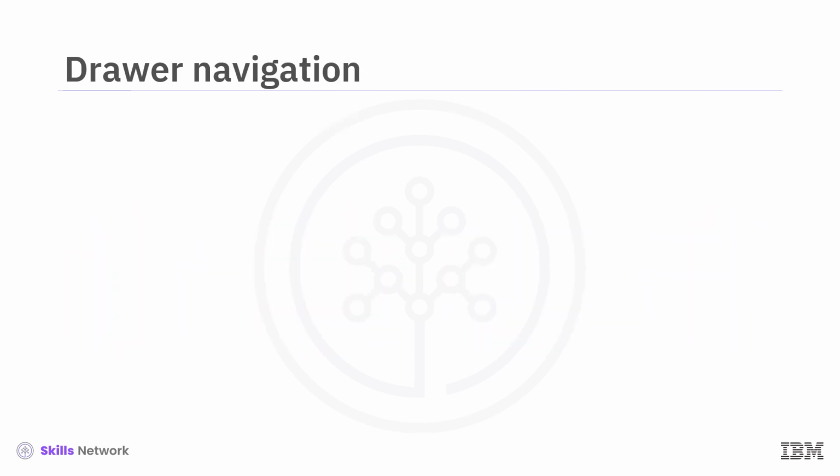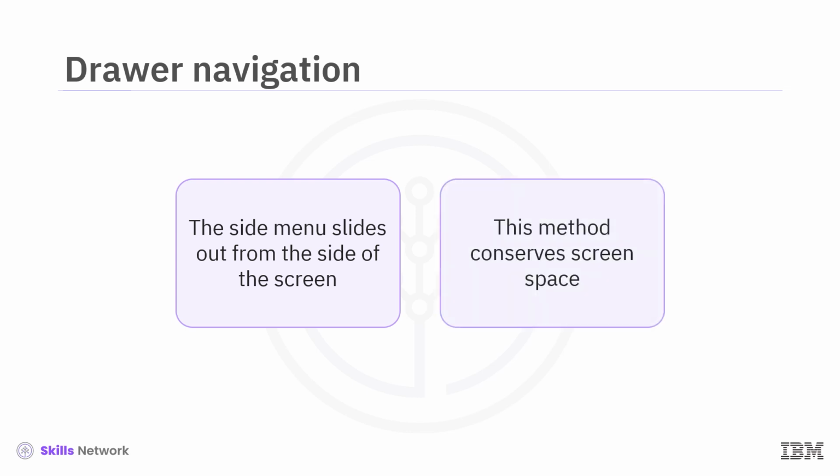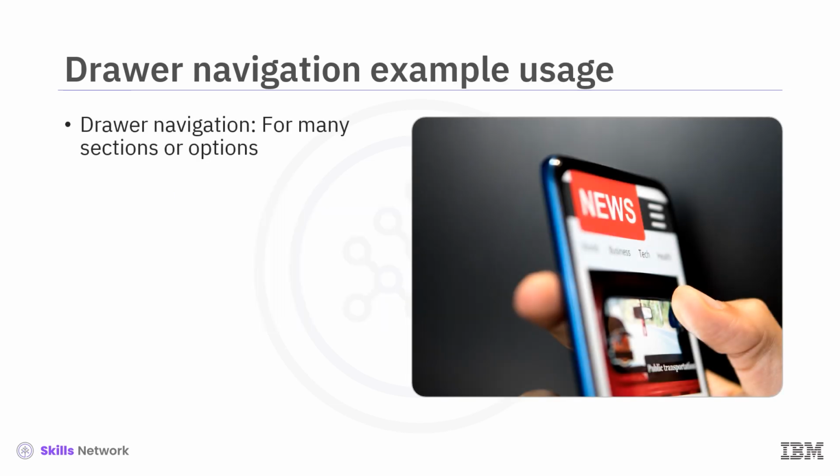The drawer navigation is a favored navigation style in mobile applications. It features a concealed panel that slides out from the side of the screen, displaying a menu with various navigation options. This efficient method conserves screen space, keeping the main content of your app visible while still providing easy access to additional features or sections. Drawer navigation is ideal for apps that have many sections or options that don't fit comfortably in a tab bar.